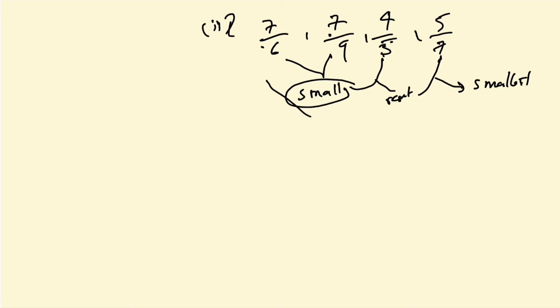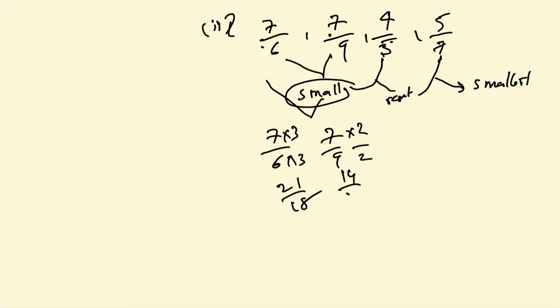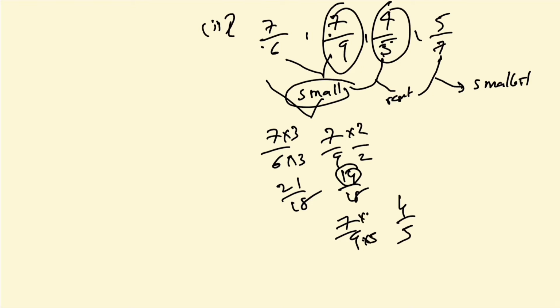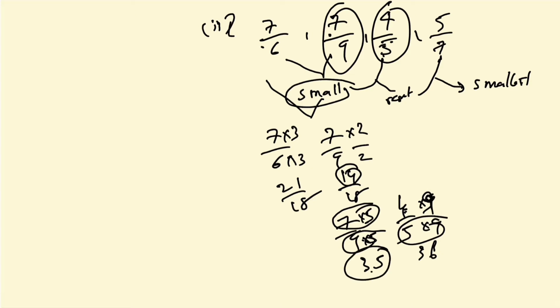So if you compare between these two numbers, 7 by 6 and 7 by 9, whichever is the smallest. Now denominators are not the same, so I have to multiply by 3 on this side and 2 here. So this becomes 21 by 18, this becomes 14 by 18. As now denominators are the same, if you compare the numerators, this is smaller, hence 7 by 9 is smaller, and now this number has to be compared with the next number, 4 by 5. First make the denominators the same: 45, 45. Numerator 7 5s are 35, here 4 9s are 36. Among these two, 35 is smaller, so 7 by 9 is smaller.